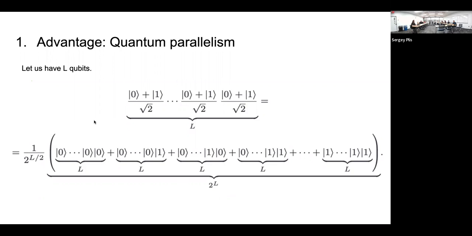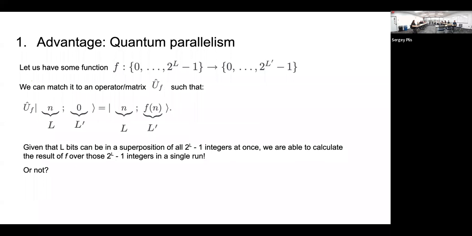It might mean that we can actually encode in a single quantum qubit set a holdout set, if you have one. A holdout, or is holdout like an additional set? An entire data set. Yeah. And if we have some function that works on those integers from 0 to 2^L minus 1 and maps them onto some other integer space, we can match a certain operator or matrix to this function that would mimic the function we are working with.